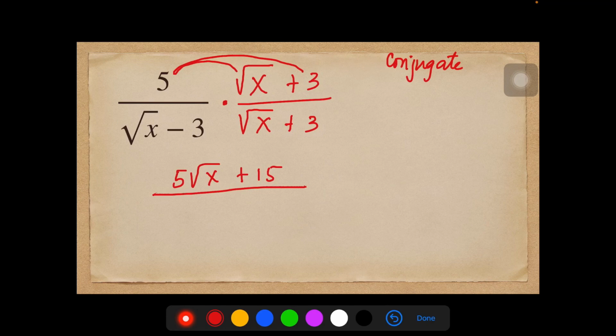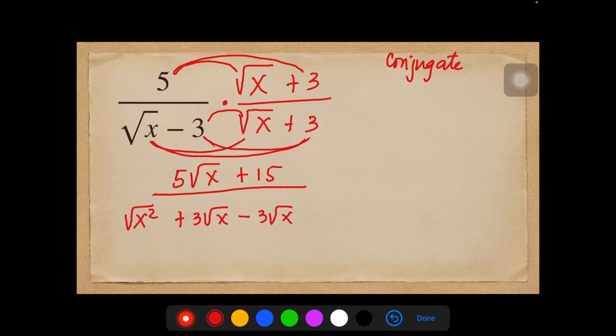How are we going to simplify the denominator? Let us not forget the FOIL method. First terms: square root of x squared, correct? Then the outer terms: positive 3 square root of x. Then the inner terms: negative 3 square root of x. Last terms: negative 9.